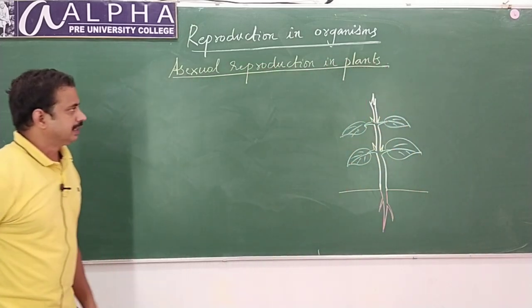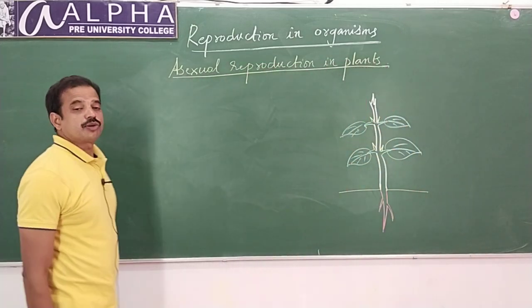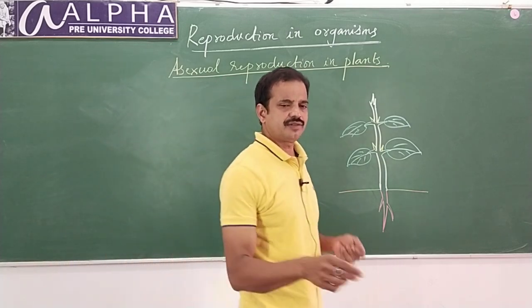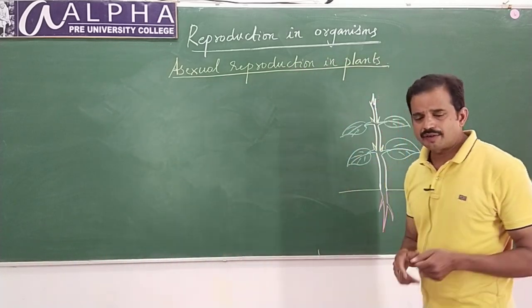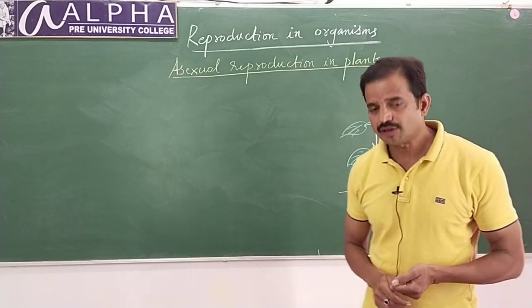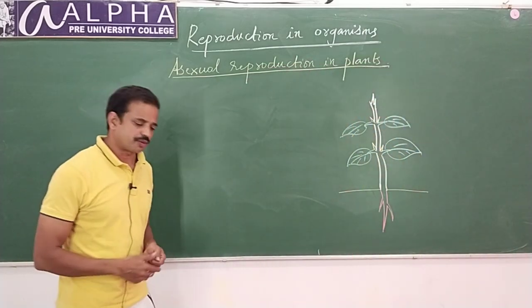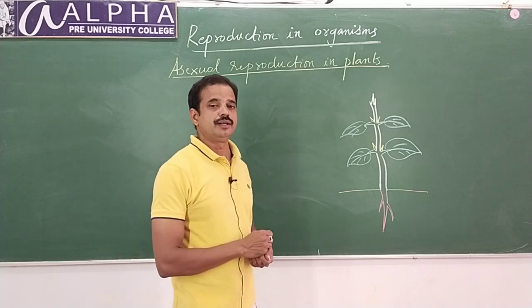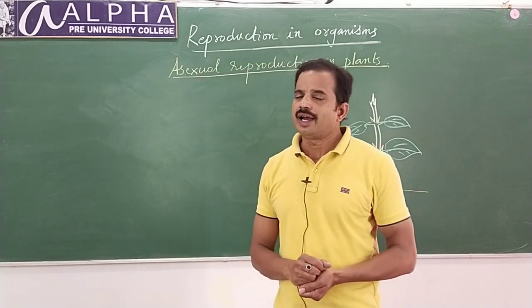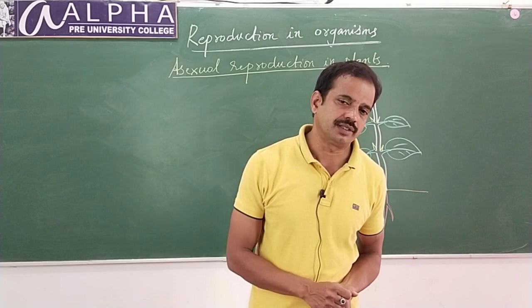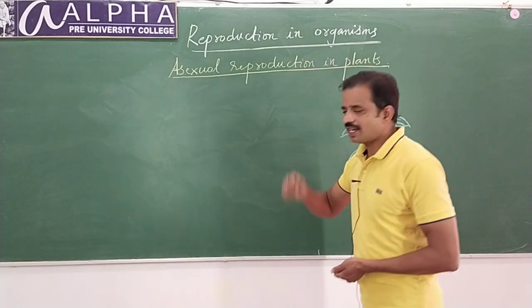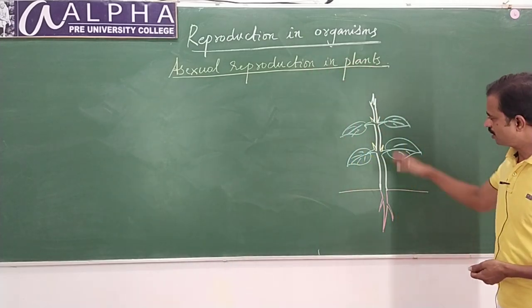In the previous class, I was discussing asexual reproduction, and I gave you the definition of asexual reproduction. I think I have made you understand the meaning of asexual reproduction. We have studied asexual reproduction by the process of cell division, by budding, and by spore formation. Students, in this class, I am going to discuss asexual reproduction in plants.